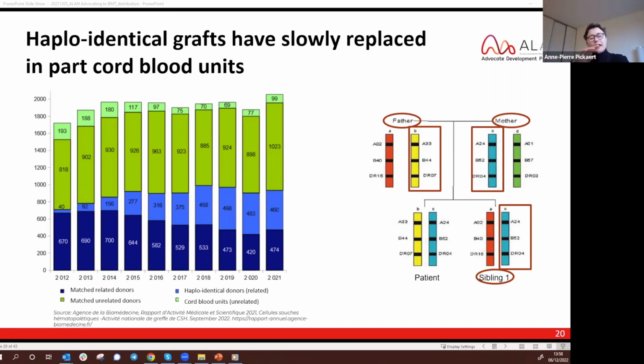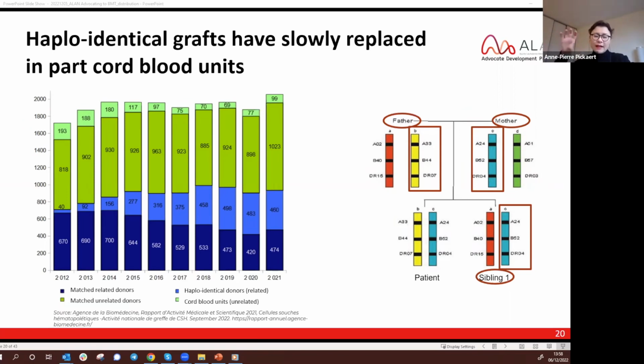And you can see that it's been decreasing over time in favor of the haploidentical donors. That's the lighter blue, sandwiched between the navy blue and the green one. You see this increase in use of haploidentical donors, so also related donors, but they share one haplo with the patient, while the matched related donor shares two haplos. So the family, the related donors, correspond to those two blue colors.